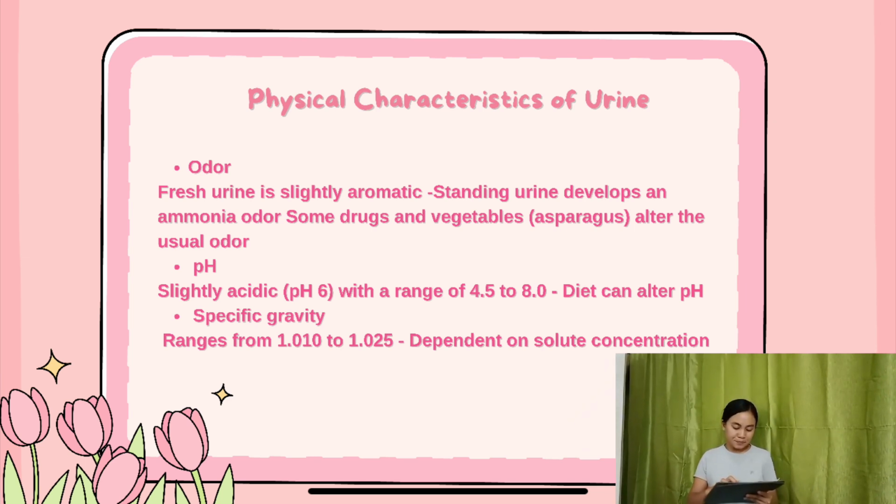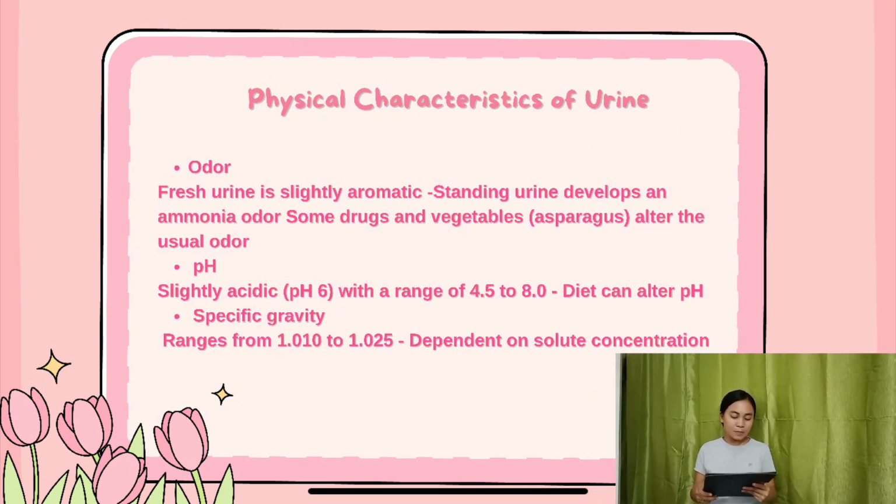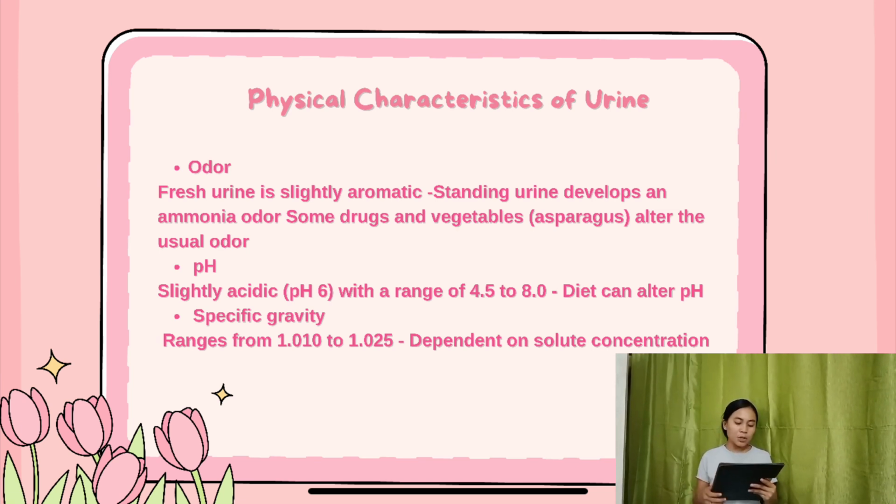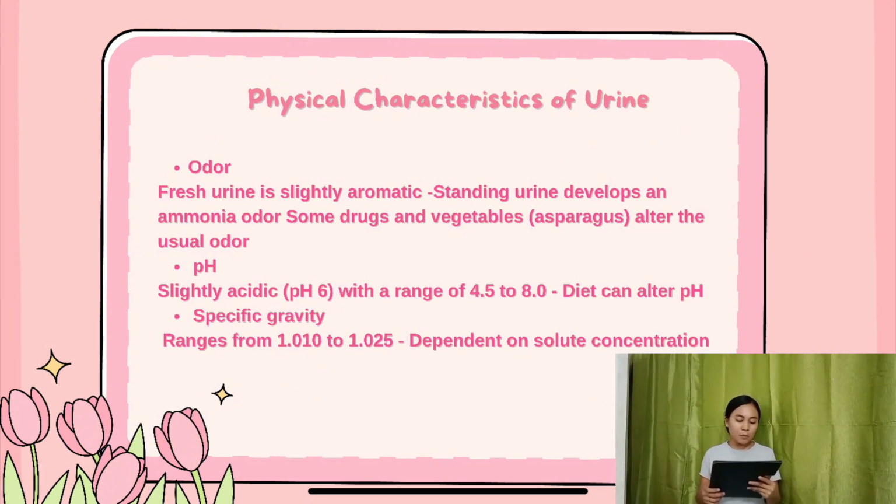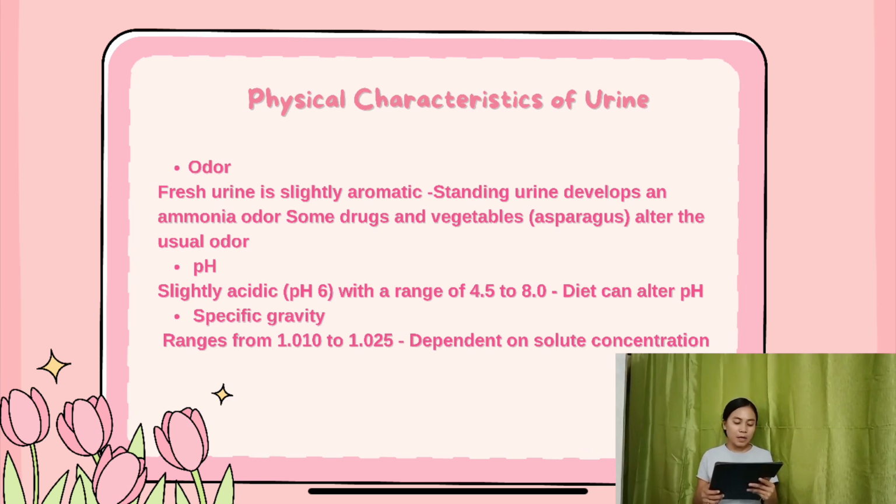Then sa pH naman po, we have pH, meaning po ng pH is yung measure po ng acidity natin. Your urine is usually slightly acidic, like lemon juice. This means it has a lower pH level. Sa range naman po, but your diet can change this. Some foods make your urine more acidic. Others make it less acidic.